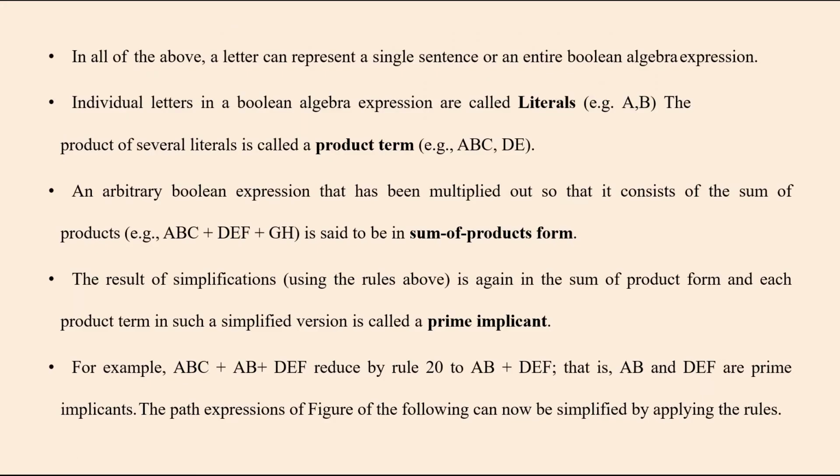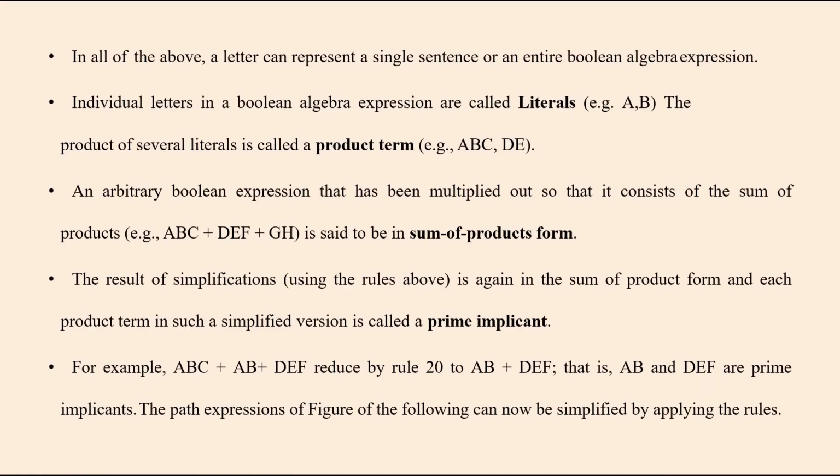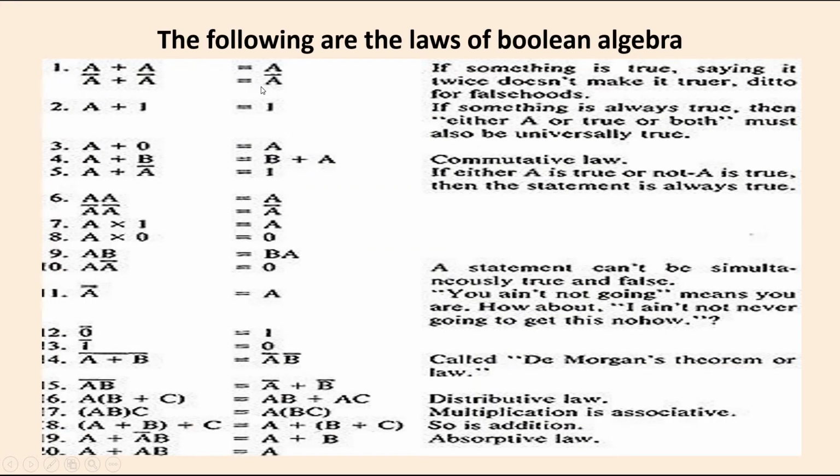Okay, so in all of the above, whatever letter can be represented as a single sentence, either Boolean or an entire Boolean algebra expression. These single sentences are called Boolean expressions or logical expressions. Individual letters are called literals. See here we have A bar like that; these are called literals.